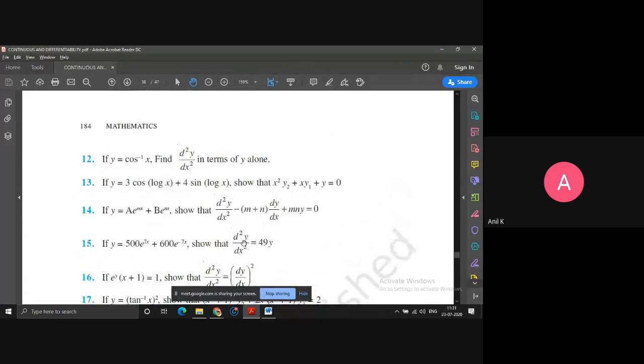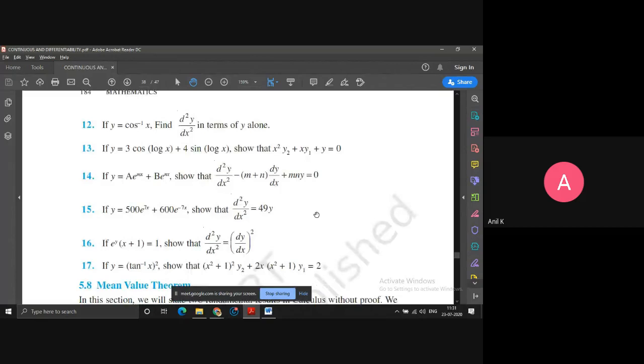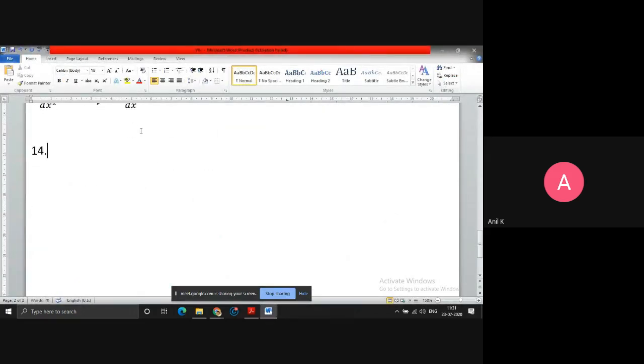Now let me solve some other question. 14th, I'll go: y equals to a into e power mx plus b into e power nx. Then you have to show that d square y by dx square minus m plus n into dy by dx plus mn into y equals to 0. Yeah, this is what I have to prove. Let me take a e power mx, b e power nx. If I say 14th question I am solving.